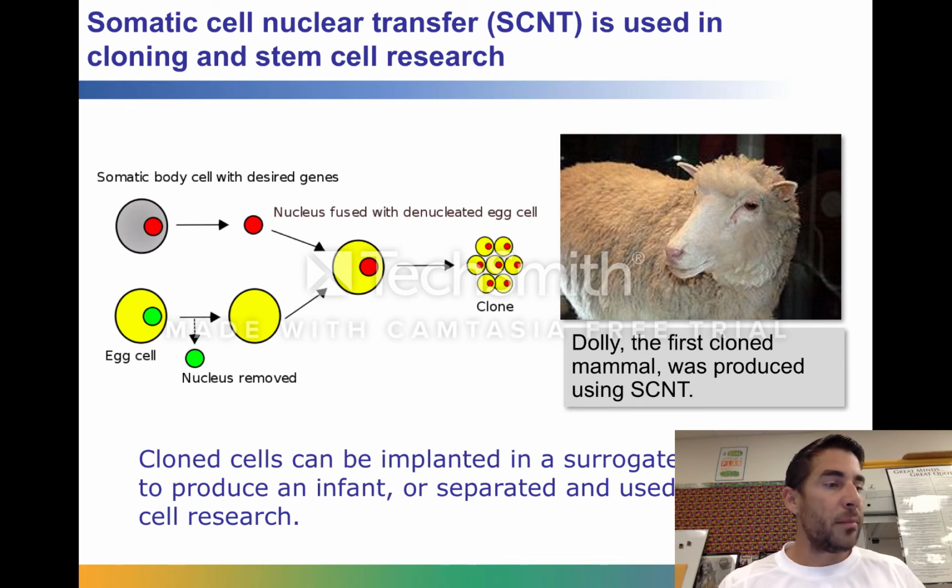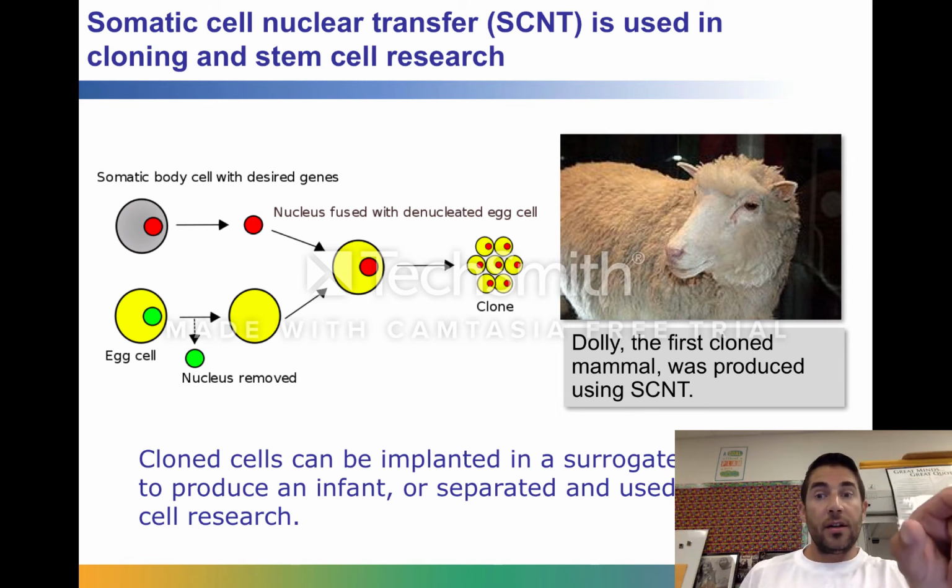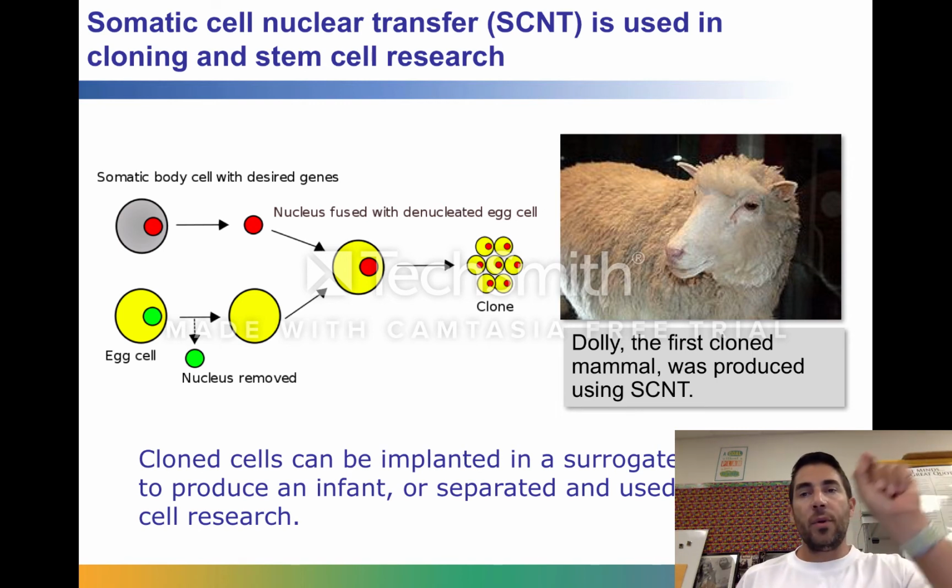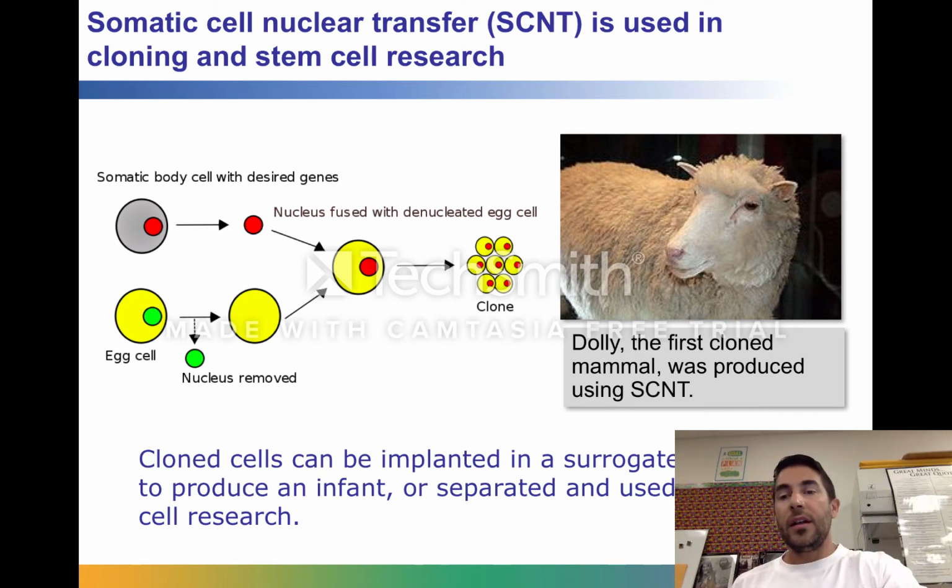The cloned cells can be implanted in the uterus of a surrogate mother if the goal is to produce a cloned animal. This was done in mammals for the first time with a sheep named Dolly that was produced in 1996. So again, they took the nucleus out of one adult cell, put it in the egg cell that had its nucleus taken out, and then inserted that into the uterus, where it started to grow like a normal baby.